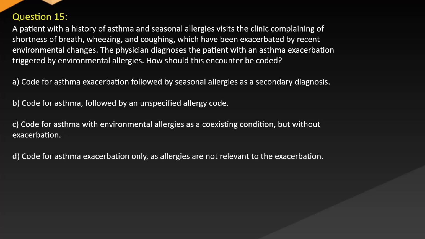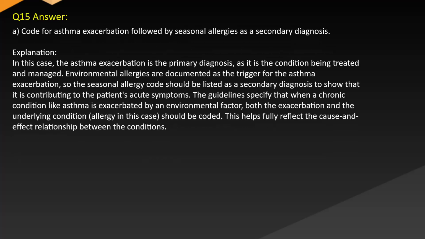A. Code for asthma exacerbation followed by seasonal allergies as a secondary diagnosis. B. Code for asthma followed by an unspecified allergy code. C. Code for asthma with environmental allergies as a coexisting condition but without exacerbation. D. Code for asthma exacerbation only as allergies are not relevant to the exacerbation. Answer A. Code for asthma exacerbation followed by seasonal allergies as a secondary diagnosis.